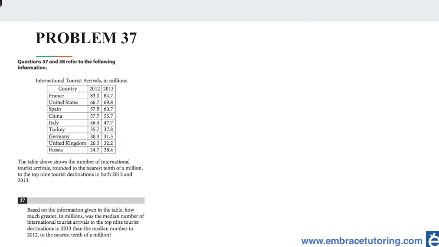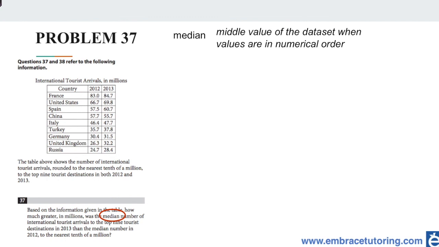Problem number 37 states, based on the information given in the table, how much greater in millions was the median number of international tourist arrivals to the top 9 tourist destinations in 2013 than the median number in 2012, to the nearest tenth of a million? Now, obviously what you want to recall regarding the median is it's the middle value of the data set when the values are in numerical order.